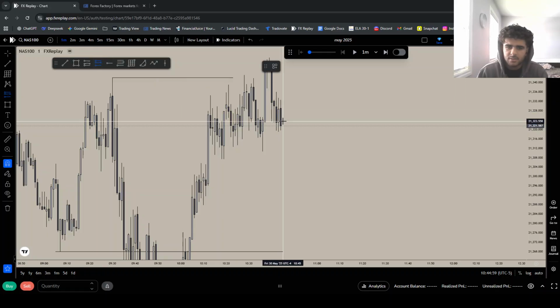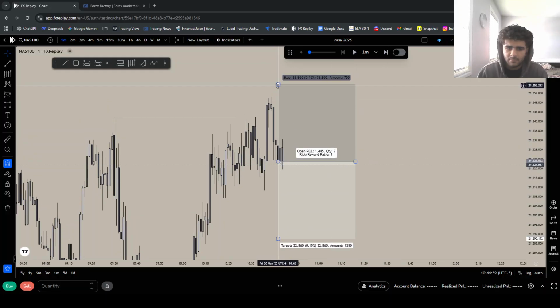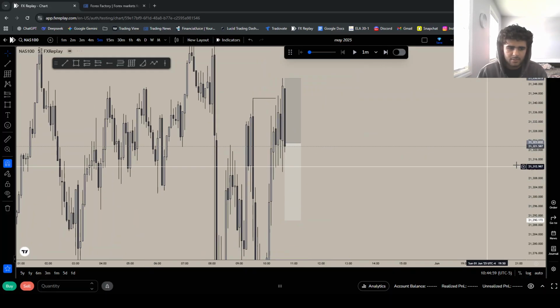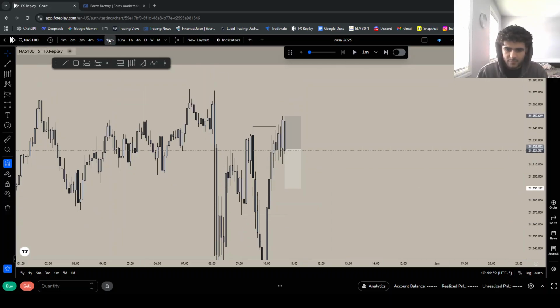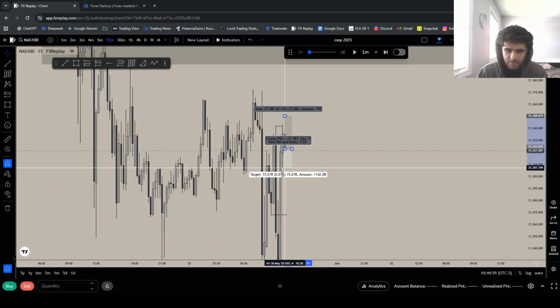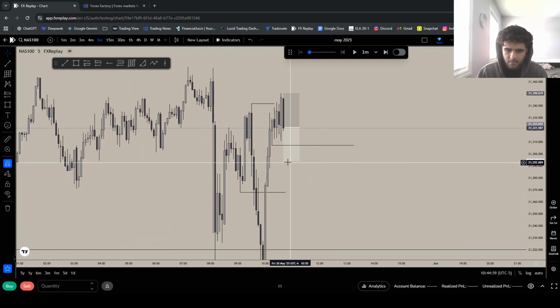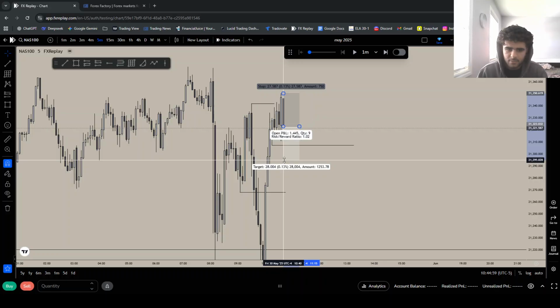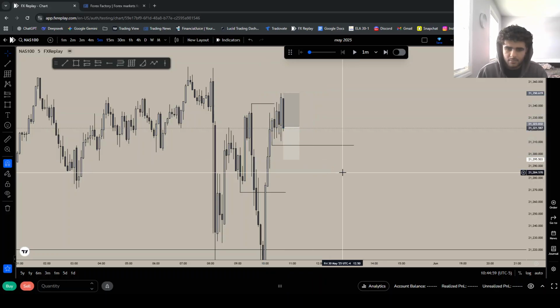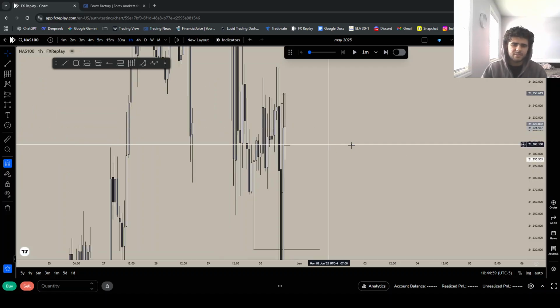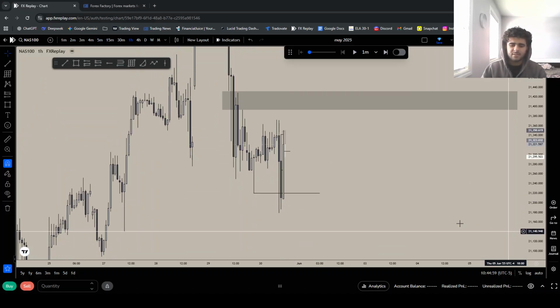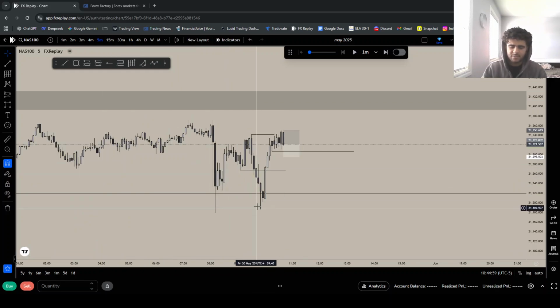There's this entry, but it's kind of late into the session. And I feel like there's a nice narrative, like a 15-minute gap. And then you could just hold to 101. The thing about this trade right here is, it does look like a failure swing though.